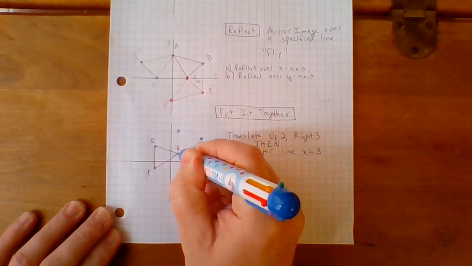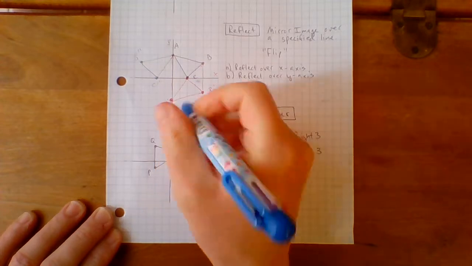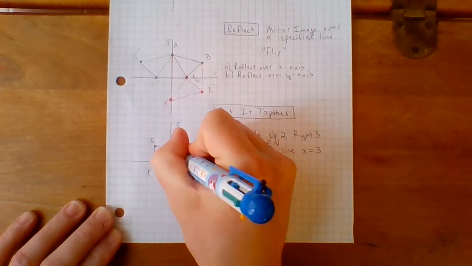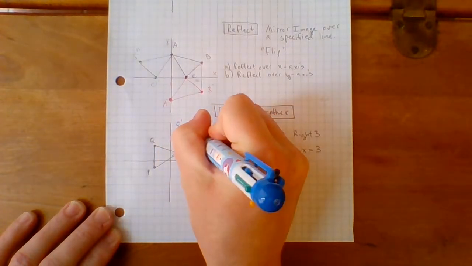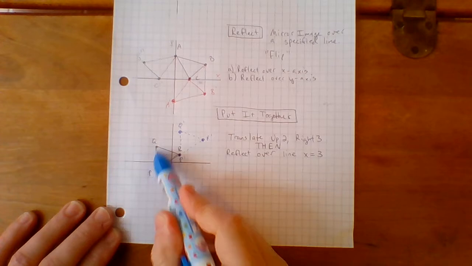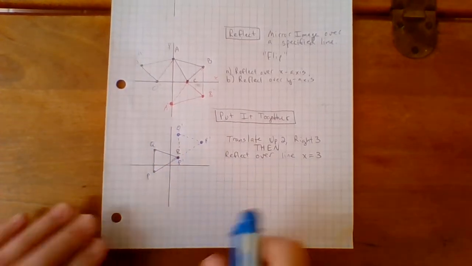P goes up 2 and right 3. So look, the new P is where the old R was. Interesting. And Q, and there's the new R. And I'm going to connect these with a dotted line, because this is what we might call an intermediate image. I took this and I shifted it, but now I'm supposed to, after I do that, reflect it over the line x equals 3.